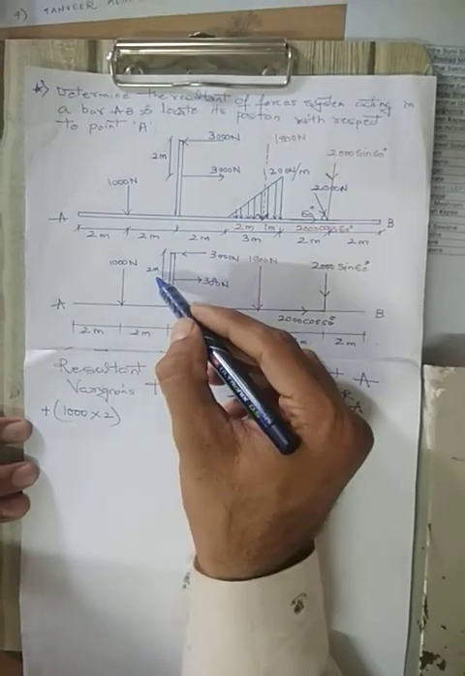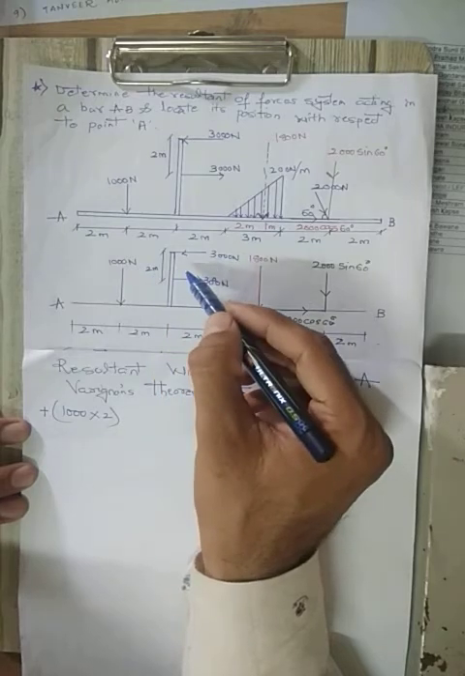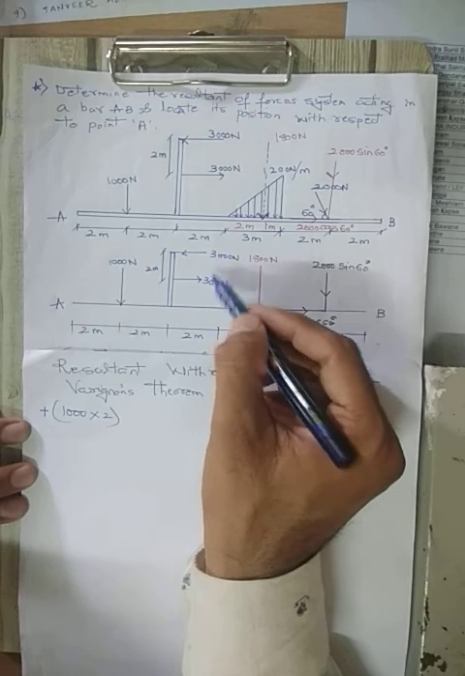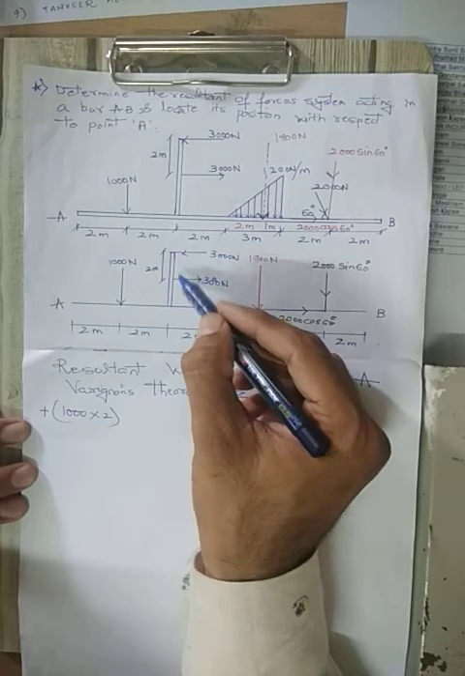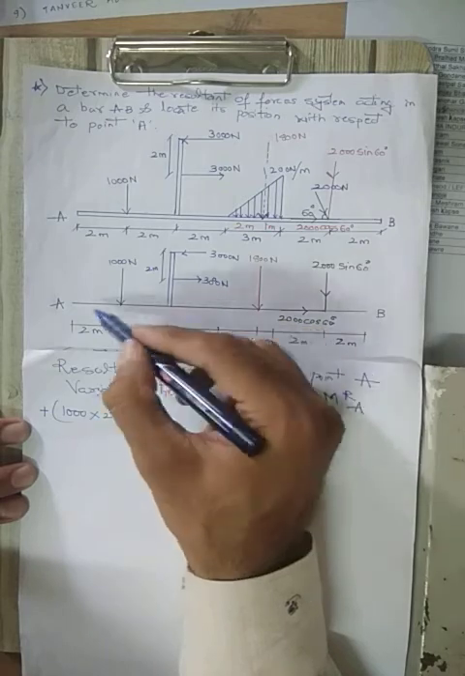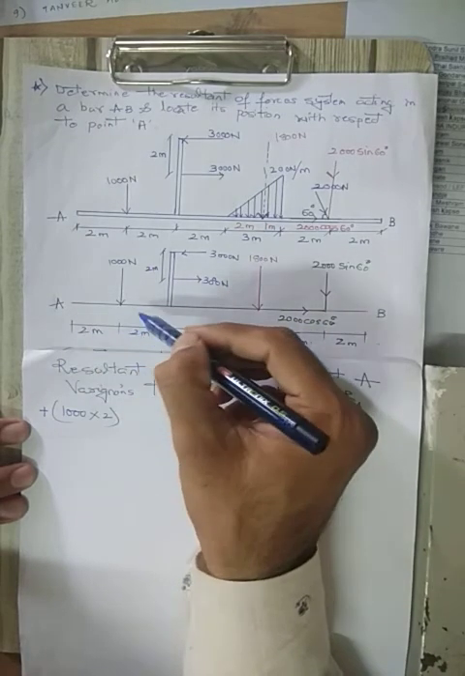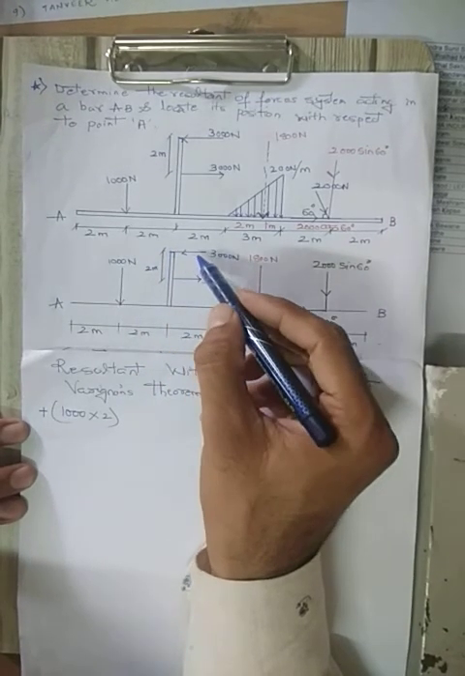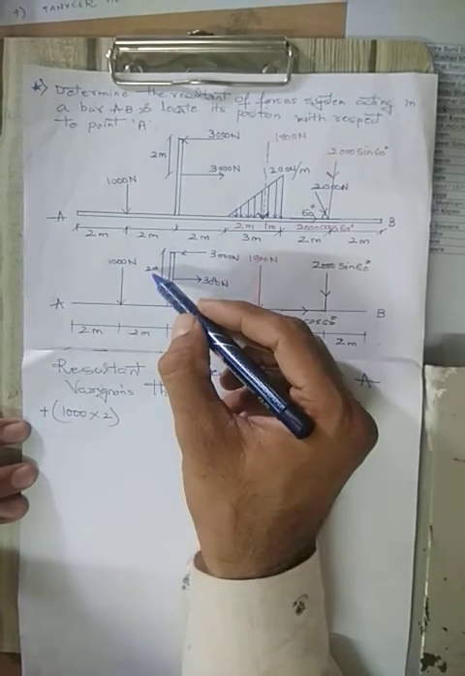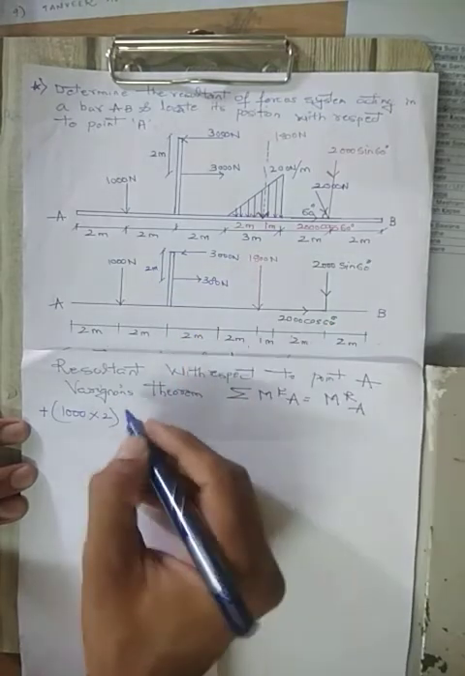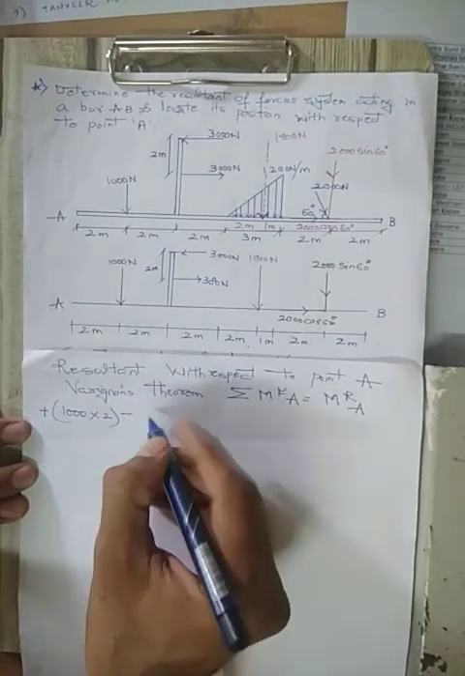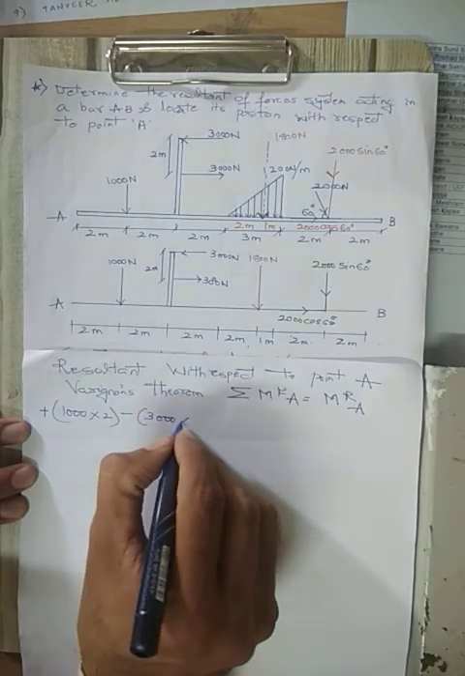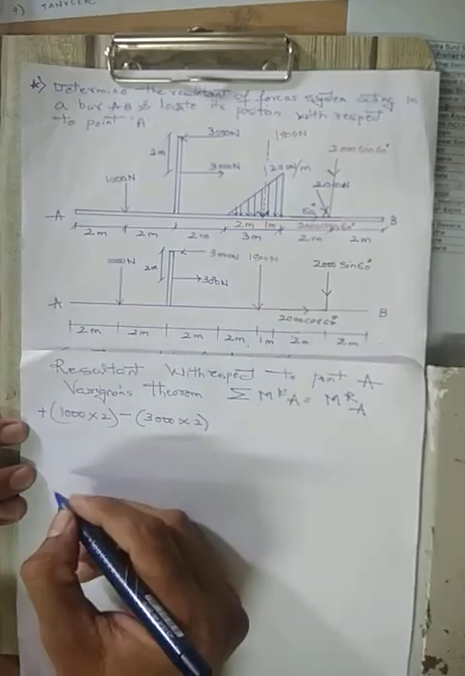This 3000 into 2 is itself forming a moment. Extra distance will not be used, because this 3000 itself will form a couple. Then this distance about A is 4 meters, but we don't have to use this distance of 4 meters, because after multiplication of this 3000 into 2 itself it is forming a couple. Okay, so this will form a couple of minus 3000 into 2.